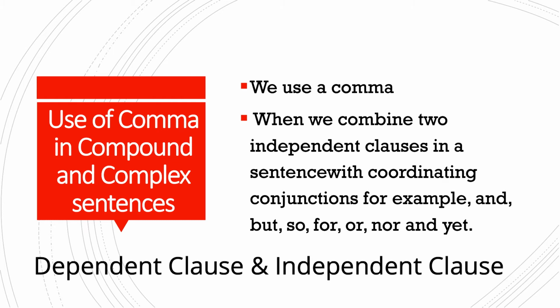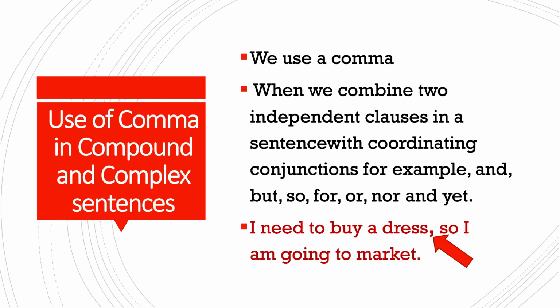And here in this case, we are talking of 2 independent clauses. Let's have an example. I need to buy a dress, so, I'm going to market. Notice the use of comma just after the first clause, then a space, and then the use of the coordinating conjunction so. So please remember, whenever you use a coordinating conjunction, use a comma before it.